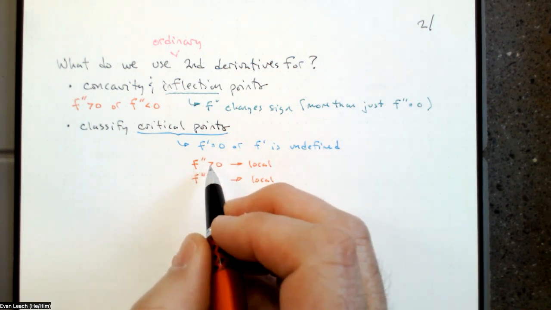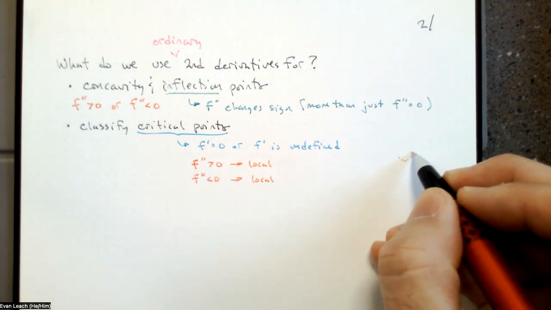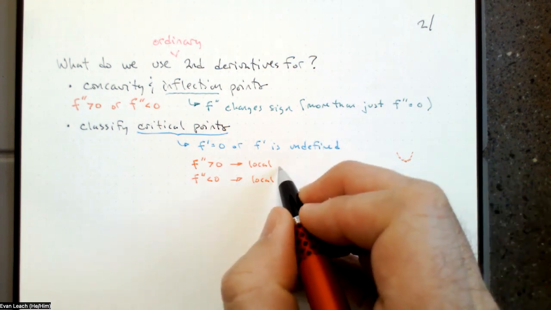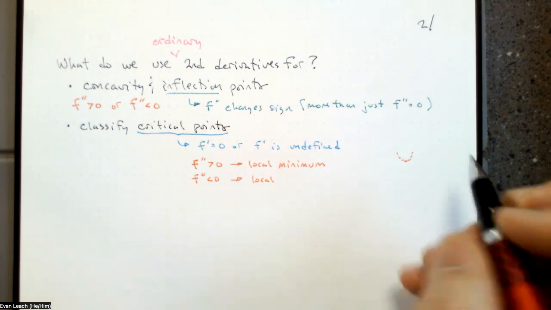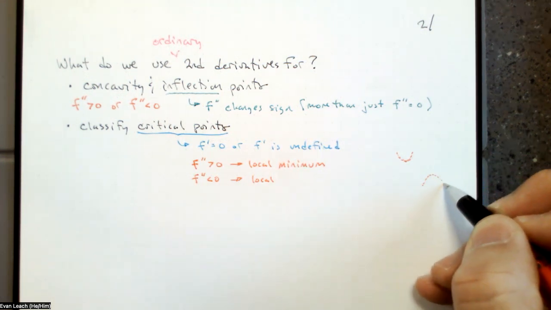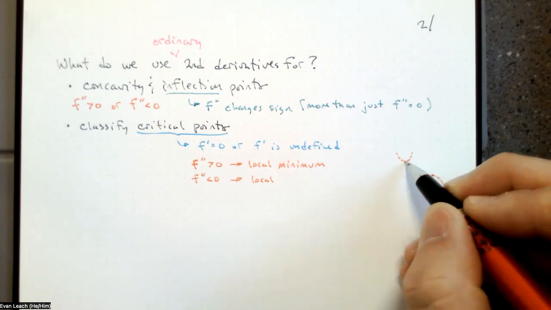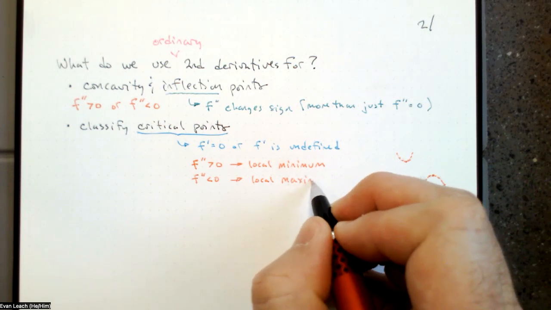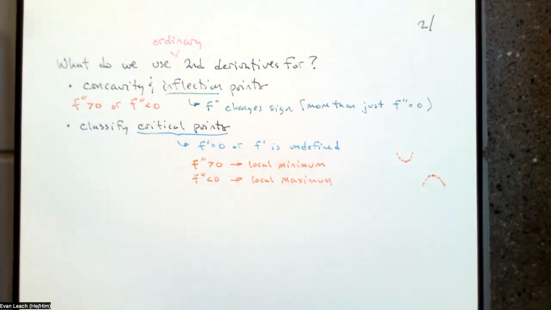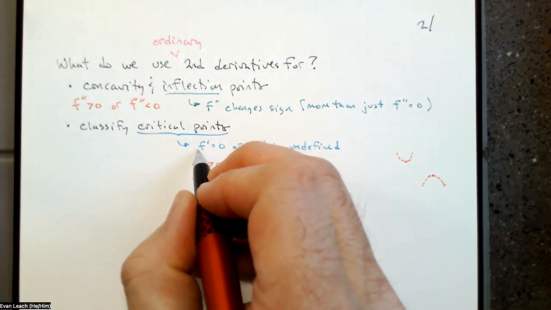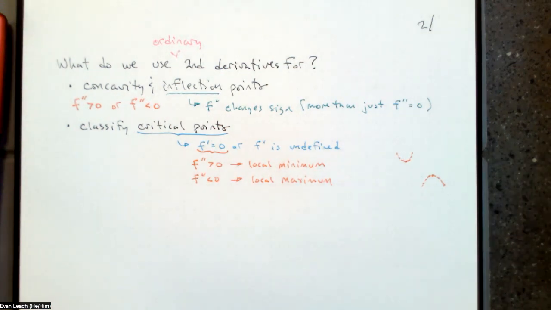If the second derivative is positive, then our function is concave up, and so we have a local minimum. If our second derivative is negative, then the function is concave down at the critical point. If the function is concave down at a critical point, that means we must have a local maximum. This is what we do when we see a critical point, because the first derivative is equal to 0. So we can use the second derivative to classify critical points.